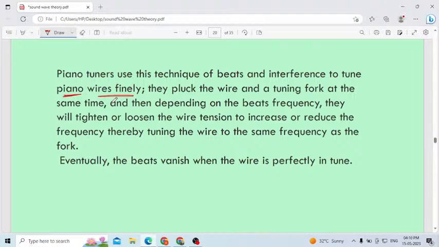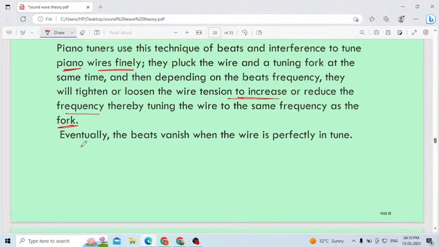Then, depending on the beat frequency, they tighten and loosen the wire tension to increase and reduce the frequency. They stretch the wire, tighten it, or loosen it, because they have to adjust the frequency, thereby tuning the wire to the same frequency as the fork. The fork produces the sound, and that fork's frequency and the wire's frequency both have to match. Eventually the beats vanish when the wire is perfectly in tune.